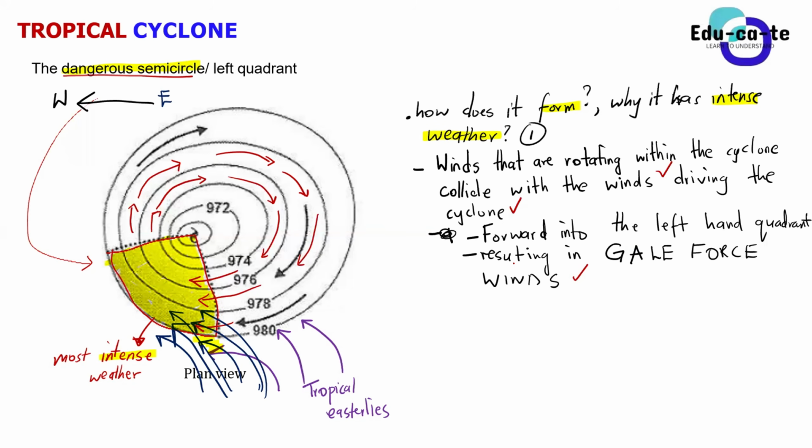Yes, sir. So that's how you explain it. It's usually 3 marks to explain the formation of the dangerous semicircle or the left-hand quadrant. You can just say the dangerous semicircle or the left-hand quadrant.